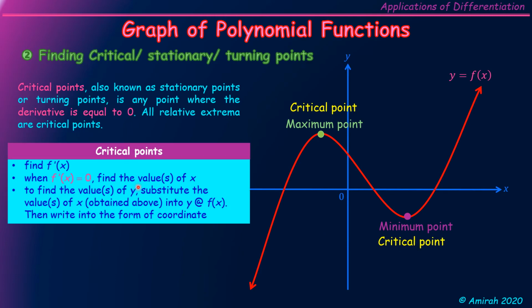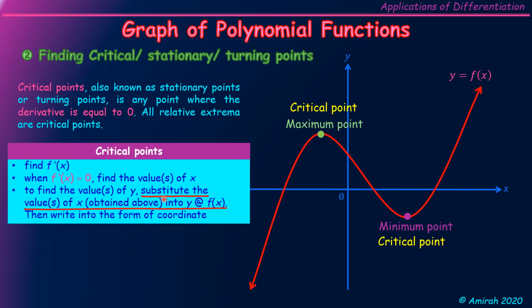To find the critical points, first step we need to find f prime x or the first derivative. And then when f prime x equals 0, we need to find the values of x. And then to find the values of y, we substitute the values of x obtained above into y or f(x). Then we write into the form of coordinate, because point here means we need to express into the form of coordinate, right?